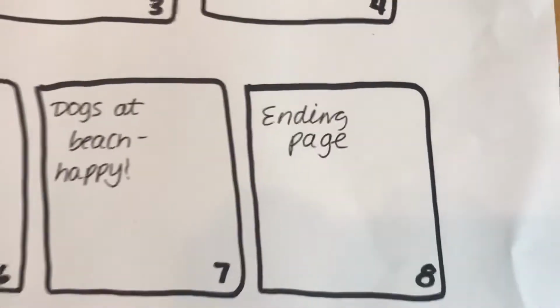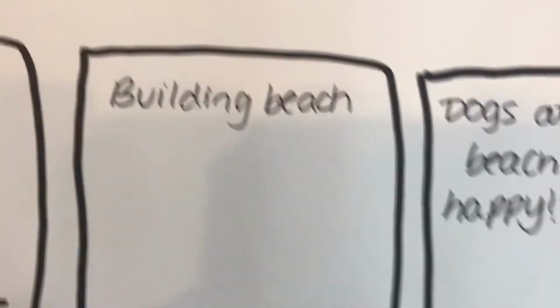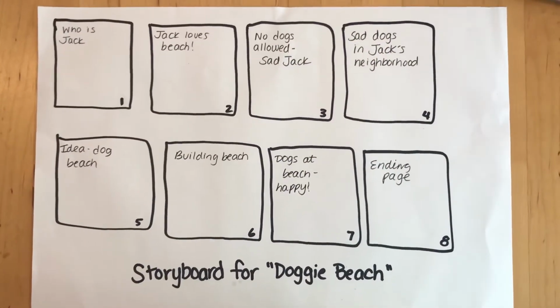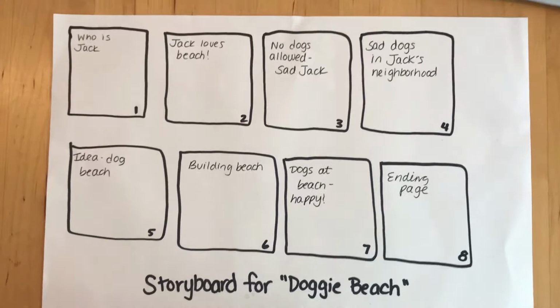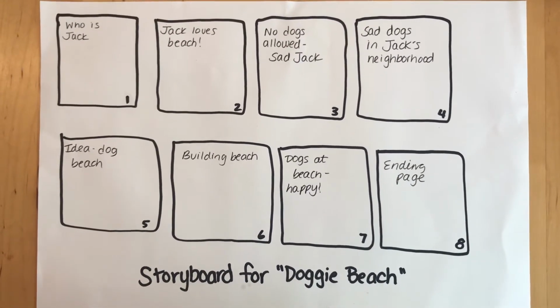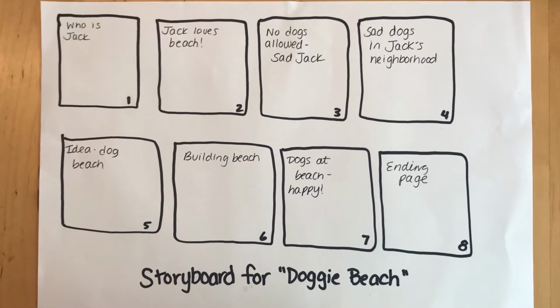So you can see I didn't write complete sentences. I just wrote building beach. Who is Jack? Idea, dog beach. I wrote little short phrases so that I didn't take tons of writing time to fill in my storyboard. This is just so that when I go to write the pages of my book, I have a general idea about what's going to go on each page.